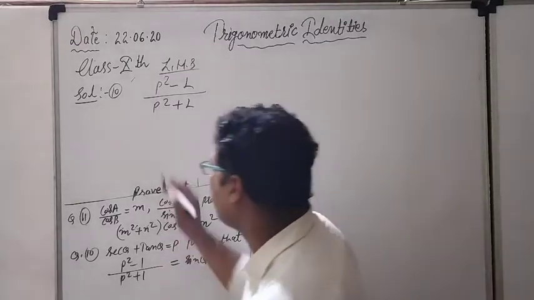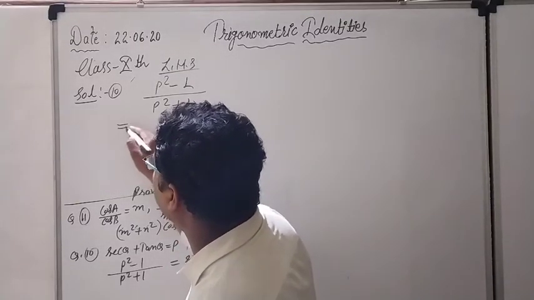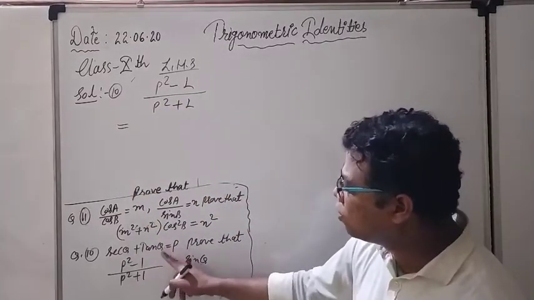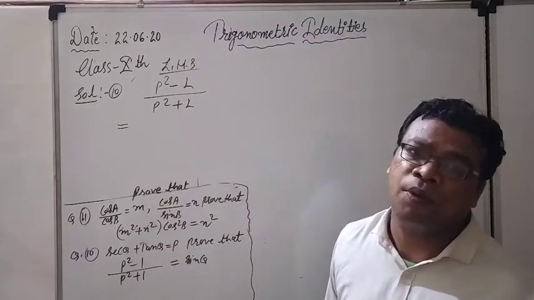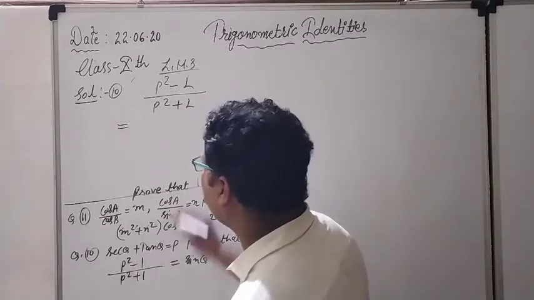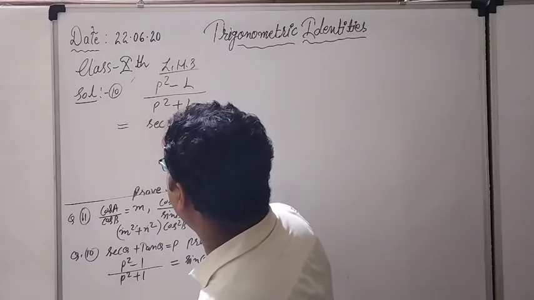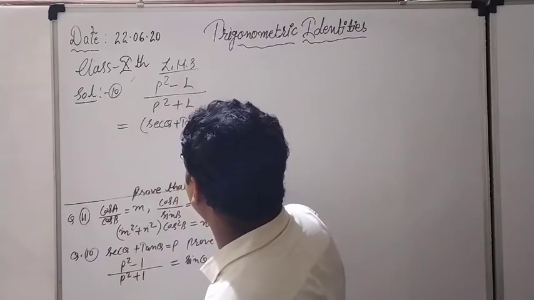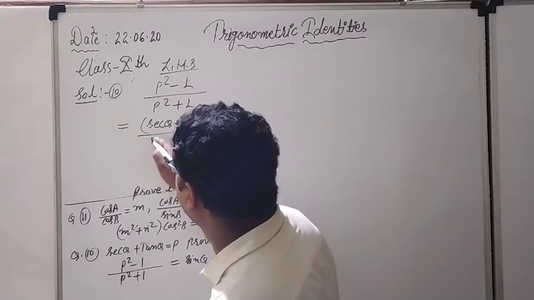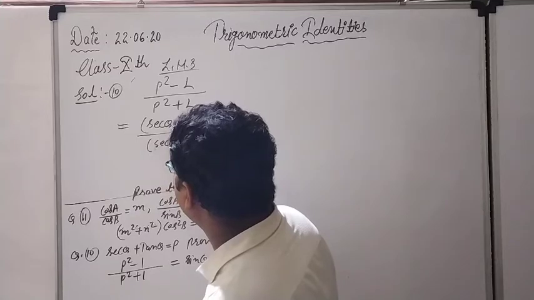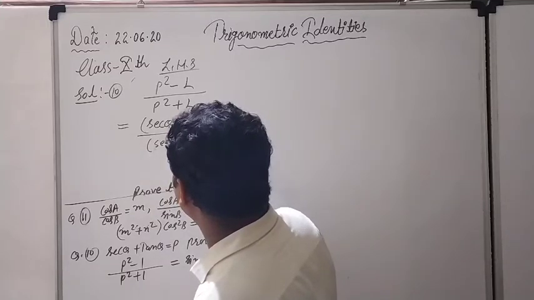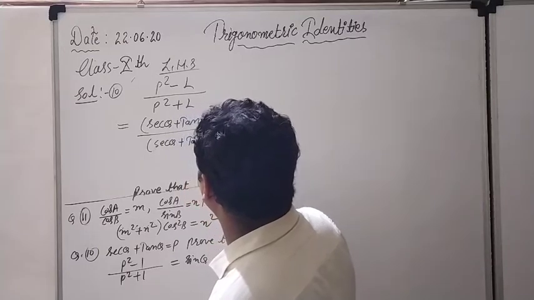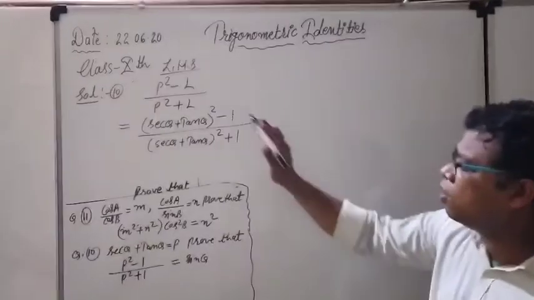So see here, p square minus 1 upon p square plus 1. What is the p actually? Sec theta plus tan theta. That is the value of p, and that value of p I have to fill here. That is my first task. So in place of p I will write sec theta plus tan theta whole square minus 1 upon the same value for p square again, sec theta plus tan theta whole square plus 1. Nothing else, only the filling of the values.